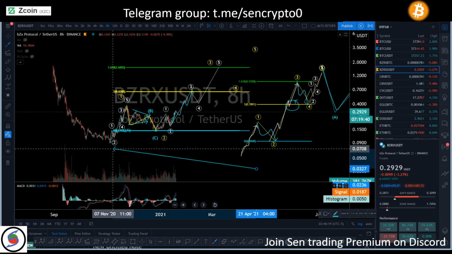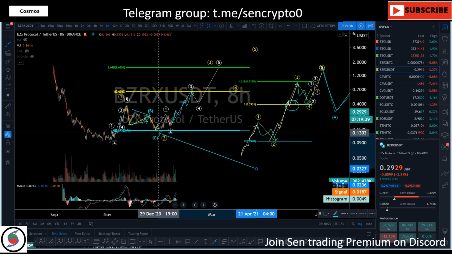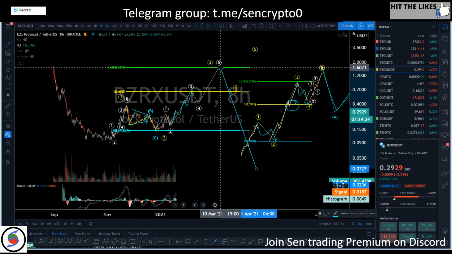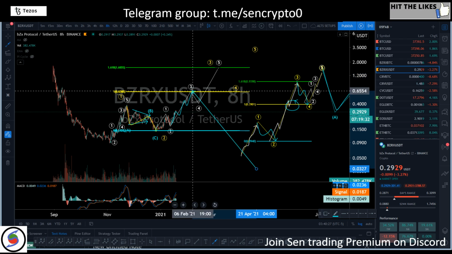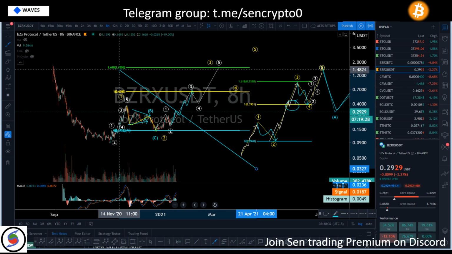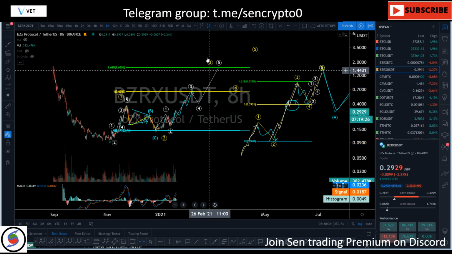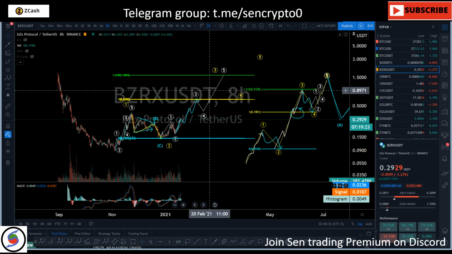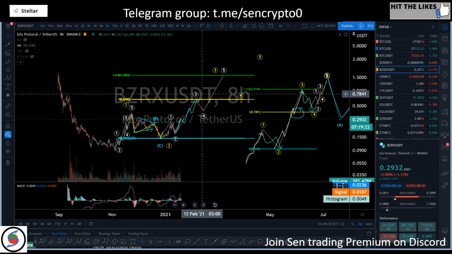You got wave 1, wave 2, right, which is your correction ABC. We're looking for the 1.618 extension, not this one, but this one, the one in yellow, and it is going to be at $60. All right, so basically it is very, very important. Now we already know our target, our upside target.